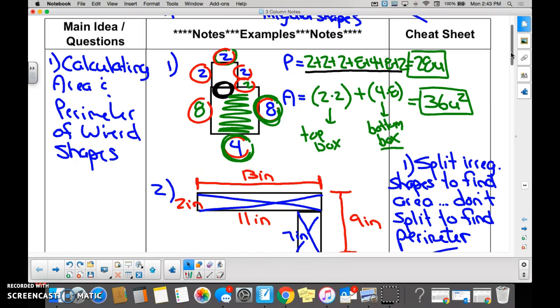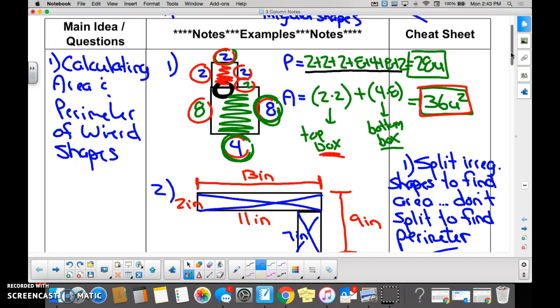And then we chunked the top box. So we took this box. What are the dimensions for the top box? 2 times 2, right here, top box. So 2 times 2, we added it to 4 times 8, and we got a total area of 36 units squared. Are you with me here?